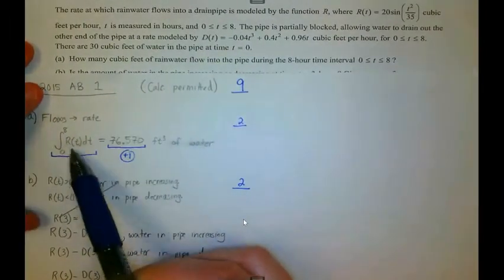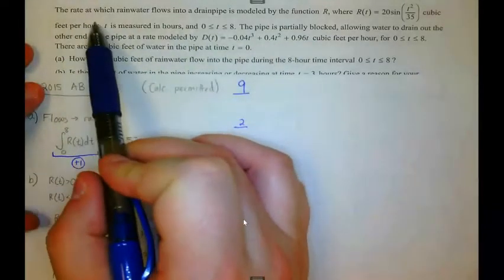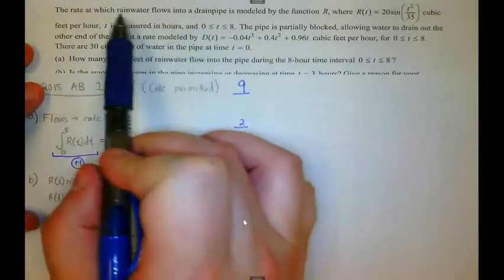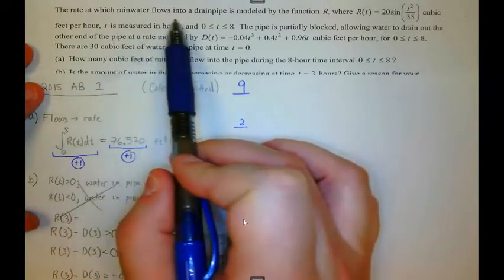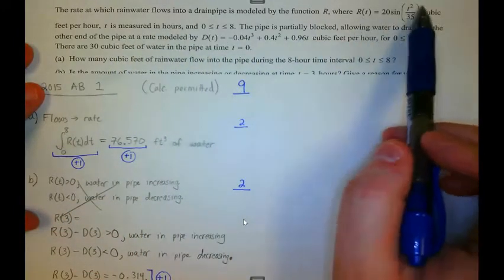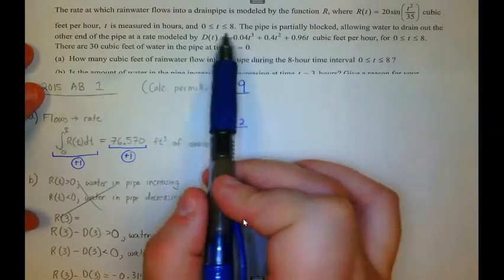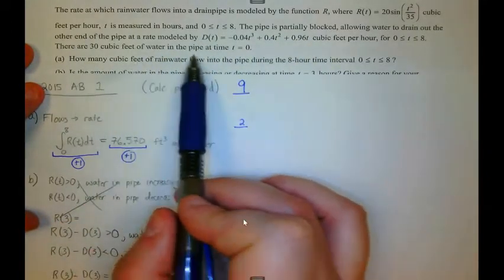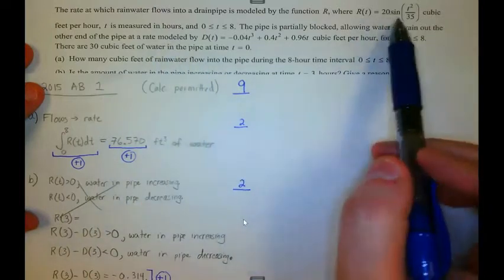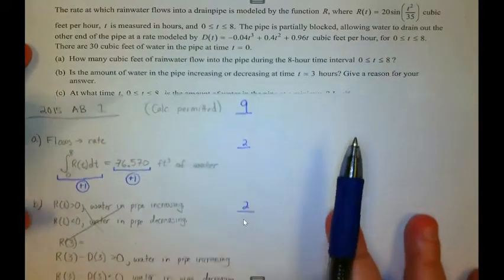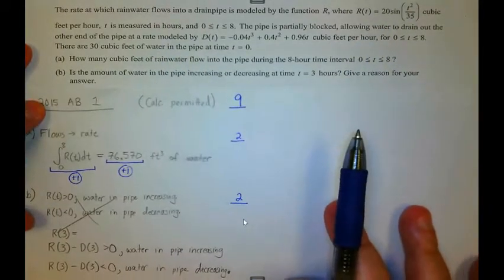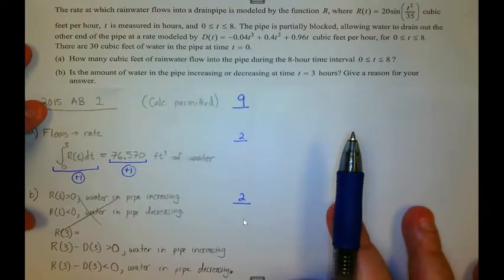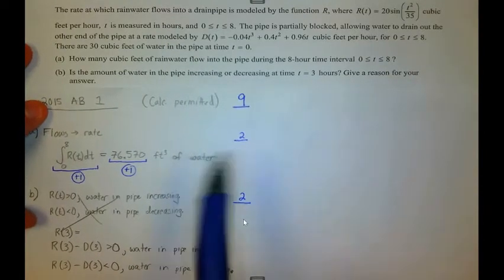So how did I know to do this? Well, I knew that from reading the context of the problem. It says water is flowing into a drain pipe at this rate. Water is flowing out of the drain pipe at this rate. Since we want to know the amount of water flowing in, the total amount, we want to integrate the change.